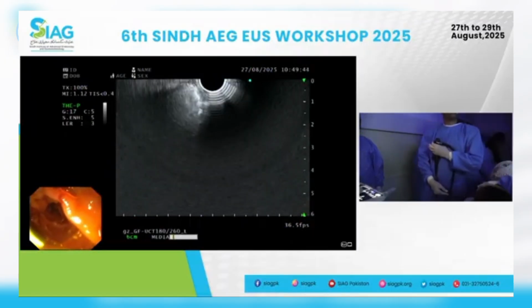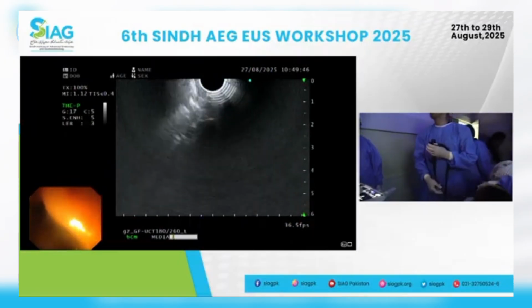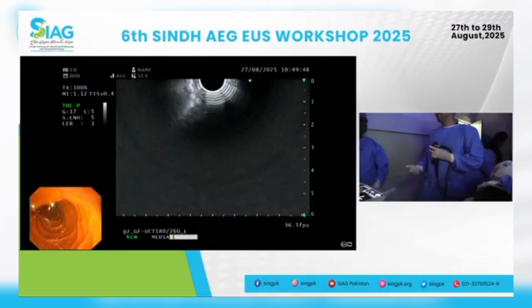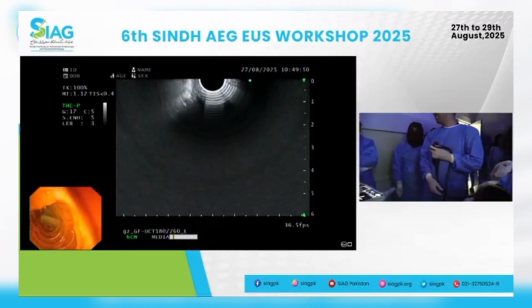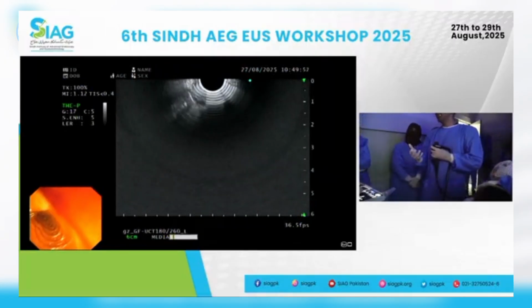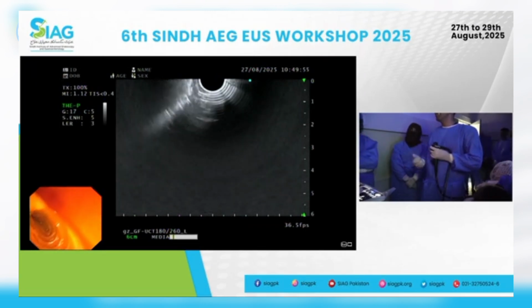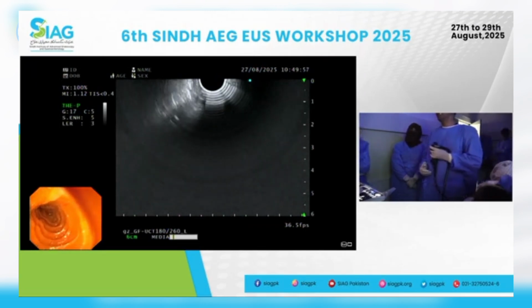Okay, so suction. Sometimes having a balloon actually helps, because at this stage you can inflate it and it prevents the scope falling back.